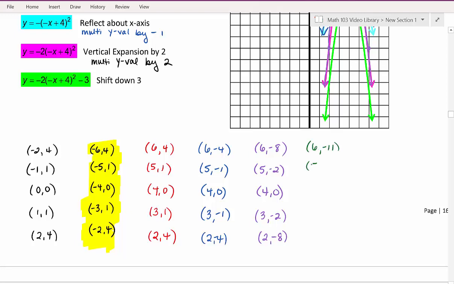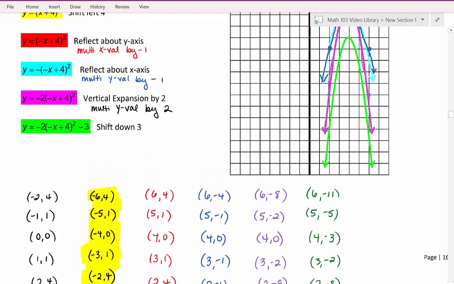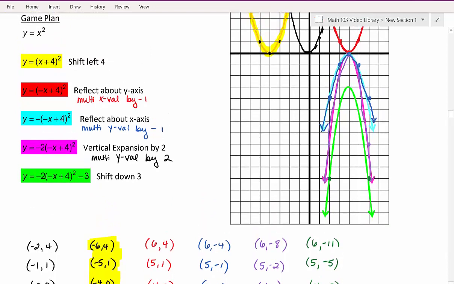6, negative 11, 5, negative 5, 4, negative 3, 3, negative 5, and 2, negative 8. Plotting these points. And connecting them. We are now at our final answer. There in green, we have the graph of y equals negative 2 times the quantity negative x plus 4 squared minus 3.